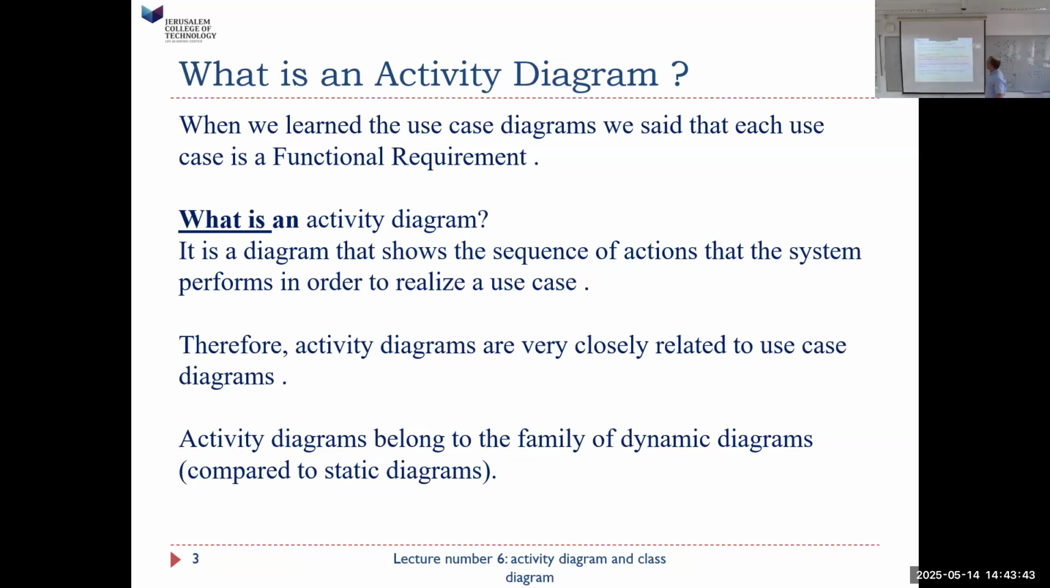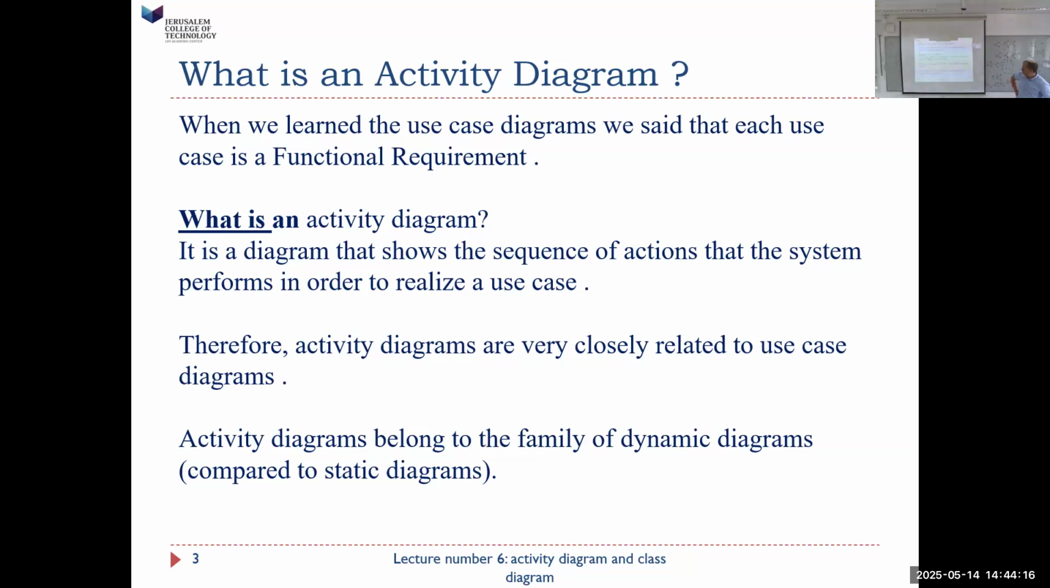When we learned the use case diagrams, we said that each use case is a functional requirement. In other words, it's some function of the computer, something the computer has to do. What is an activity diagram? It is a diagram that shows the sequence of actions. It's funny, there's another diagram called the sequence diagram, but this also shows a sequence that the system performs in order to realize a use case. So you take a use case, but now what are the steps involved in fulfilling it, and in what sequence are they performed? Therefore, activity diagrams are very closely related to use case diagrams.